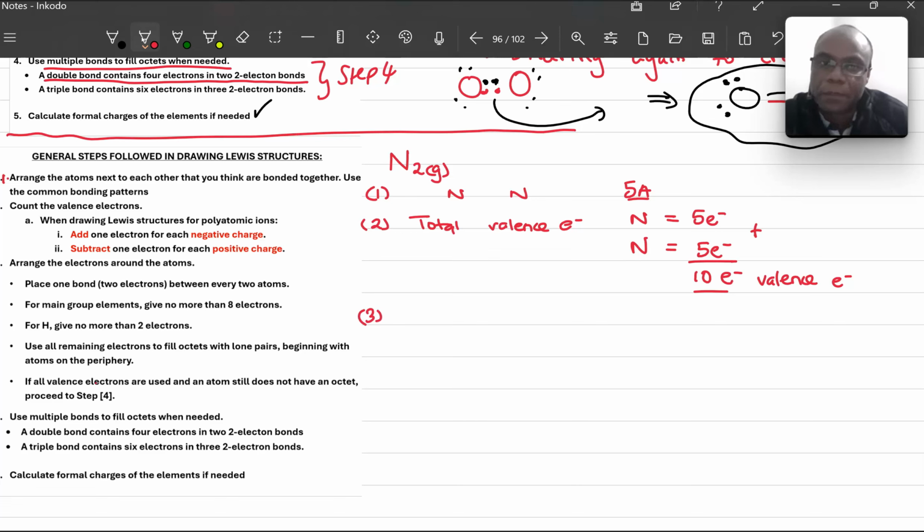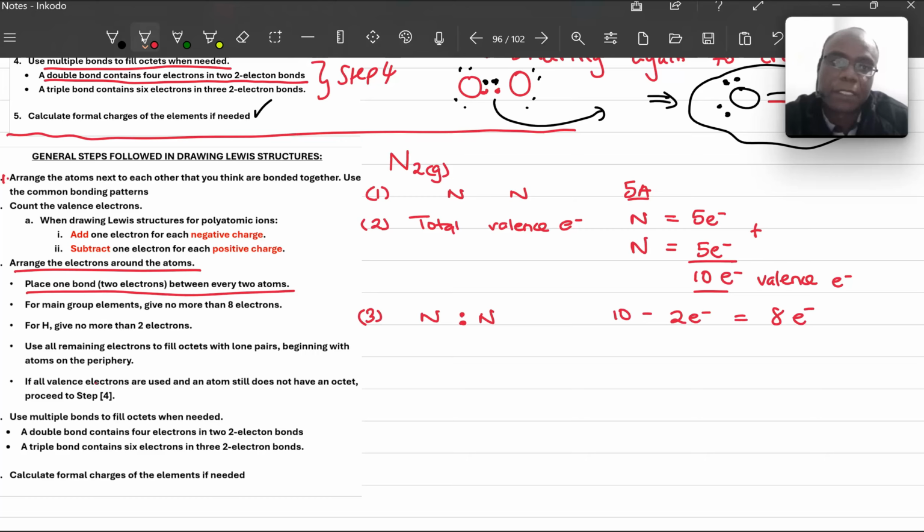Okay, step number 3 tells me to arrange the electrons around the atoms. Place 1 bond, 2 electrons, between every 2 atoms. We only have 2 atoms, so I'll give them 2 electrons to share for now. Out of the 10 valence electrons, I'm left with 8 valence electrons.